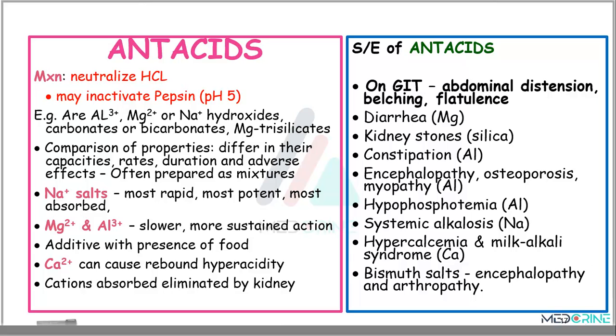Some of the side effects of the antacids are on the gastrointestinal tract, like abdominal distension, bloating, and flatulence. We have diarrhea that is commonly associated with magnesium salts, kidney stones in case of silica, constipation in aluminium hydroxides, encephalopathies and osteoporosis and even myopathies, hypophosphatemias, systemic alkalosis due to sodium absorption, hypercalcemias and milk alkali syndrome in calcium salts, and bismuth salts are known to cause encephalopathy and arthropathies.